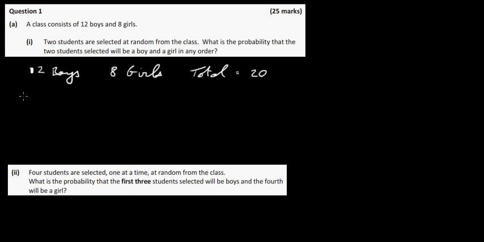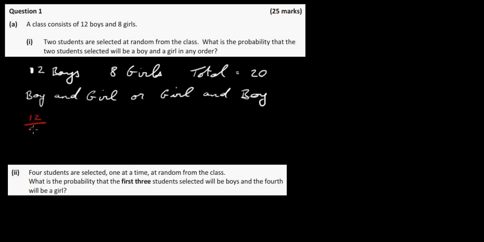So what way can you do that? Well, you can choose a boy and a girl in that order, or you could have chosen a girl and a boy. So you've got to work out this probability here. So let's have a look through this. To start with, we've got to look at the probability of choosing a boy. Well, the probability of choosing a boy is 12 over 20.